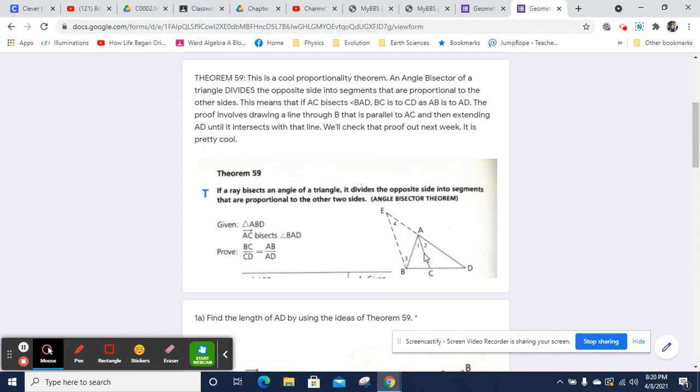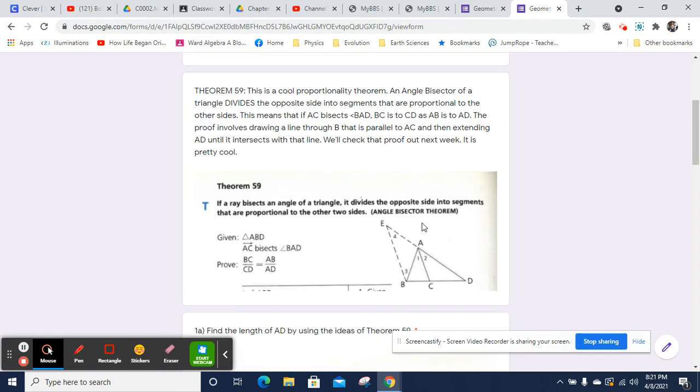So if we have an angle bisector, this is AC, and it is bisecting angle BAD. Okay, so we're bisecting the angle, and angles 1 and 2 are congruent. What that also does is it splits BD into two segments that have the same proportional relationship as AB and AD. So AB is to AD as BC is to CD. And also you could say AB is to BC as AD is to CD. So you can create some proportions with that.